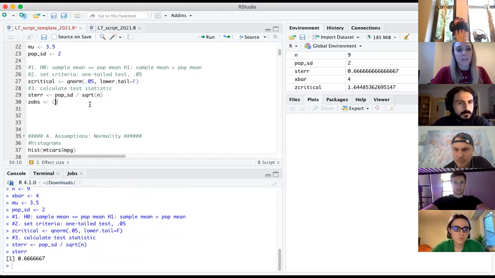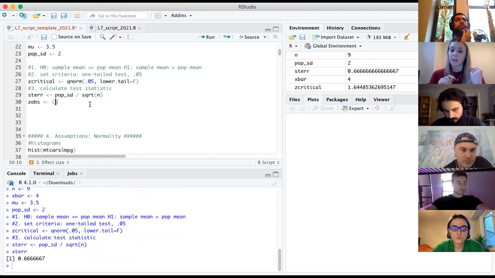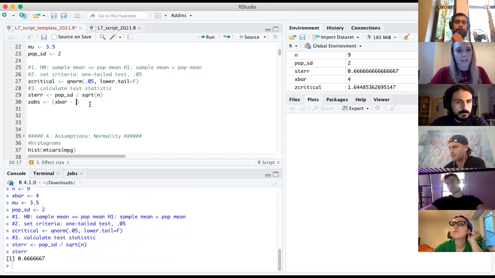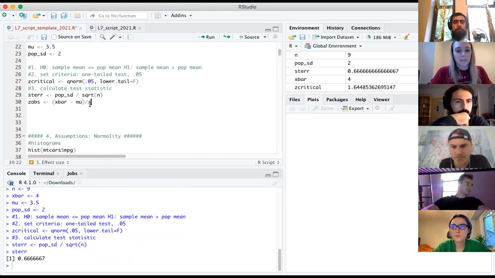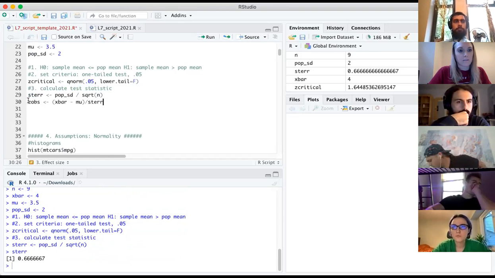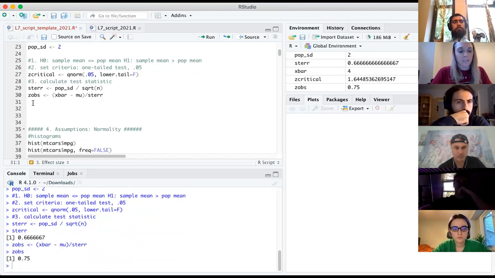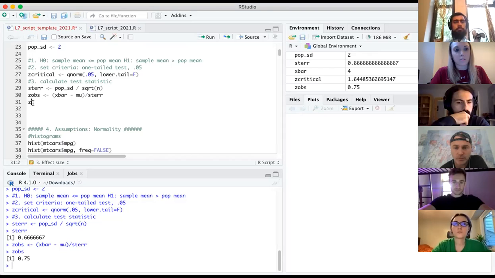And now our Z observed, we're just going to take the difference between our sample mean and our population mean and divide it by our standard error. So say X bar minus mu, remember, is the symbol for population mean, over the standard error. Now we can look. So our Z observed is 0.75. So do we reject the null or not?